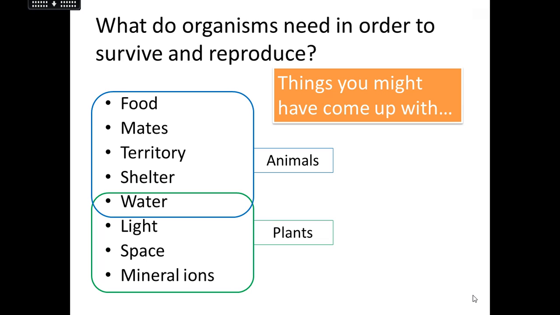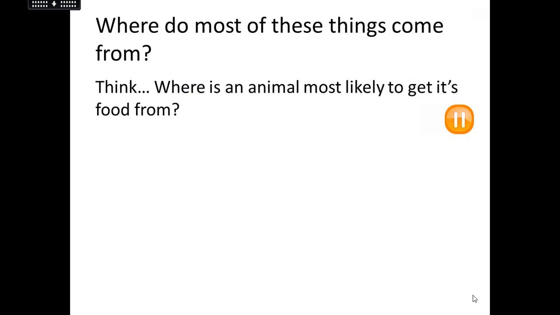But you maybe have come up with some other things, or maybe used slightly different vocabulary than I did for what's basically the same thing. But I want you to have a think about where most of these things come from. So an animal, any animal at all, where is it most likely to get its food from? Pause the video to have a little think if you need to.